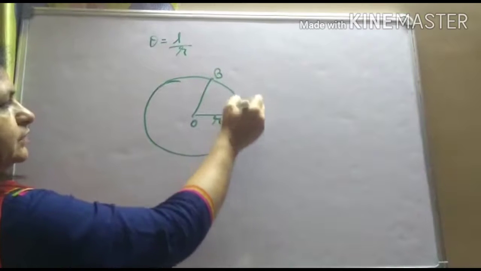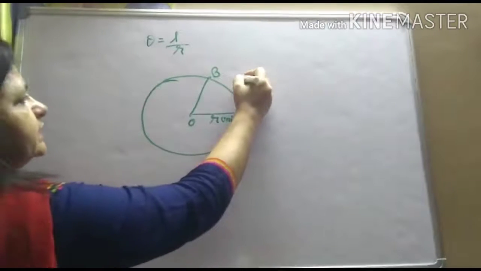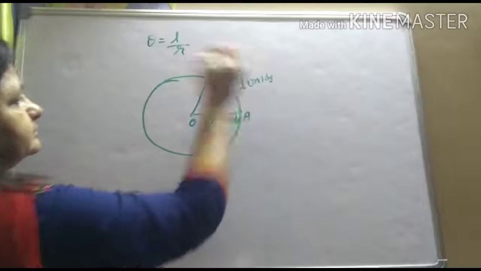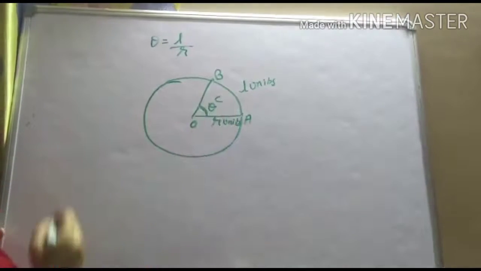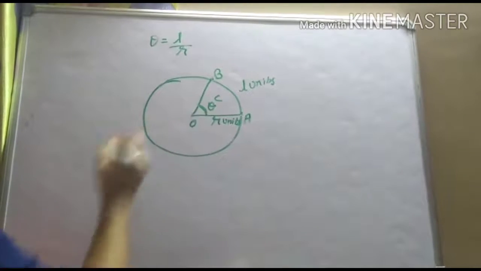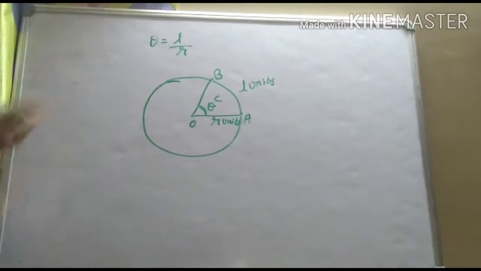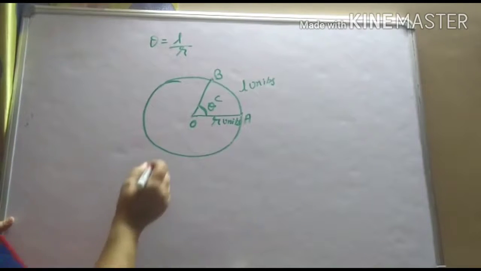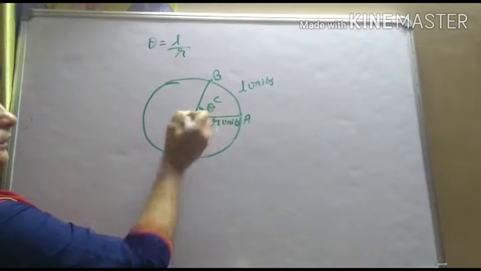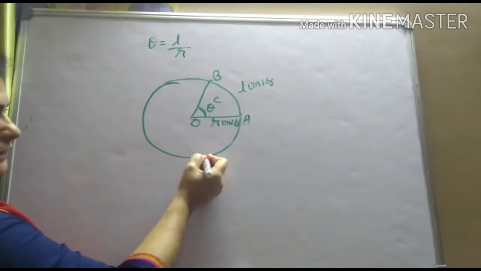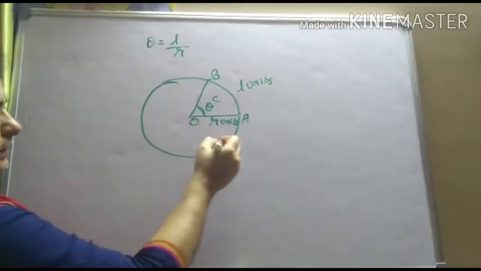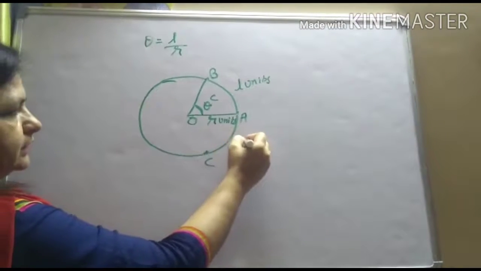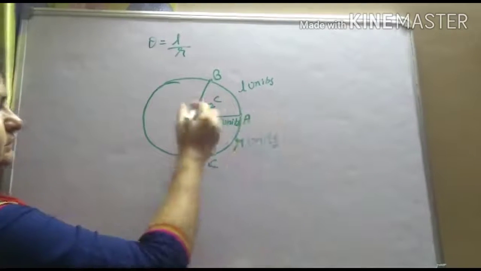Let the length of arc AB be L units and this angle be theta radians. Now we have to prove that theta is equal to L by R. For this, we will take another arc, that is AC, which is equal to the radius of the circle.